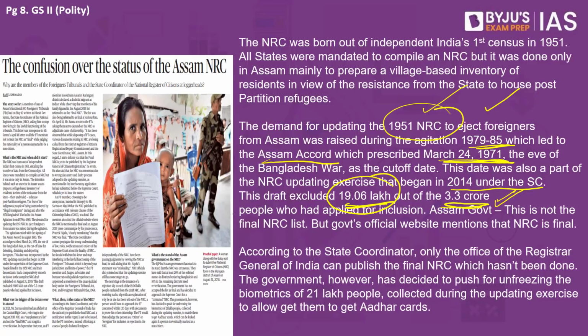Because what is happening is these 19 lakh people are now going to the foreigners tribunal, the foreigners tribunal that is set up by the government. These people are going to these tribunals and submitting documents saying that there has been a mistake in the NRC and we belong to Assam only.